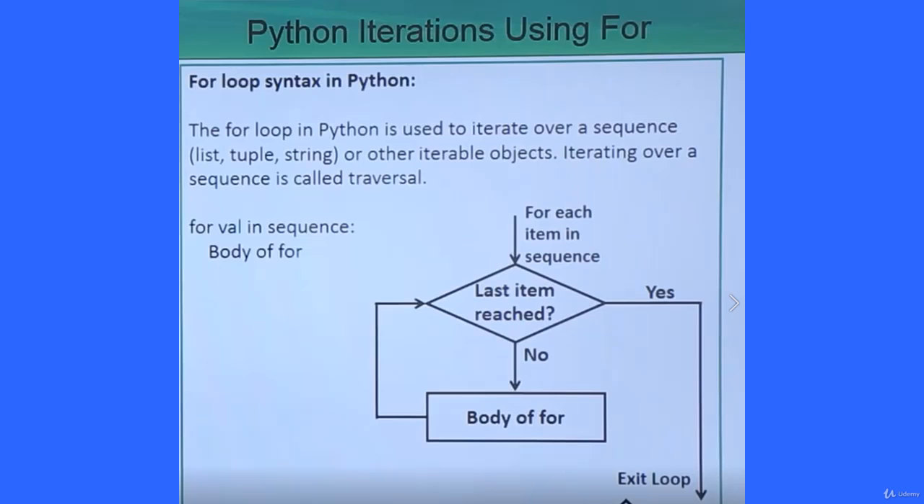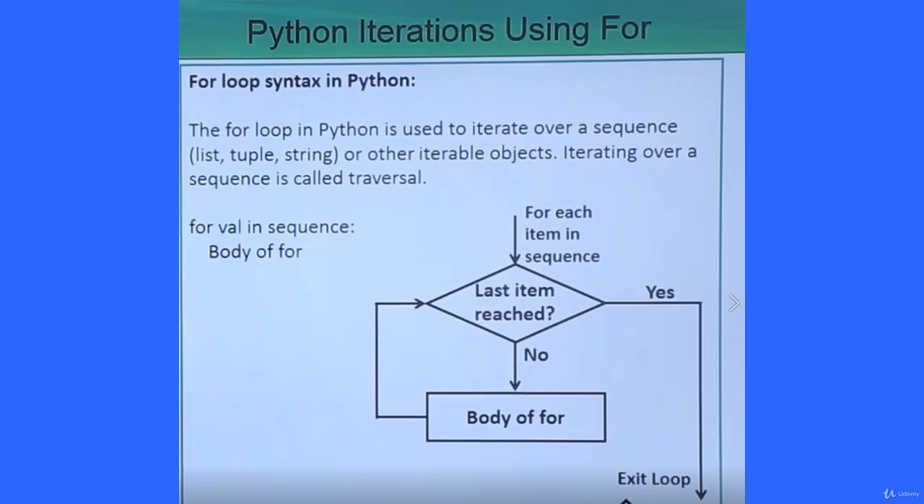So for val in sequence. Don't forget to give this colon here, and if you give this colon, then automatically the next line will have some indent. So body of for: you can write multiple statements, but with the same indentation. So here is a flowchart. For each item in sequence, is the last item reached? If it is no, then the body of for will get executed on that item which has been picked up. If the last item has been reached, then it will exit the loop. In this way, the flowchart works for the for loop syntax in Python.